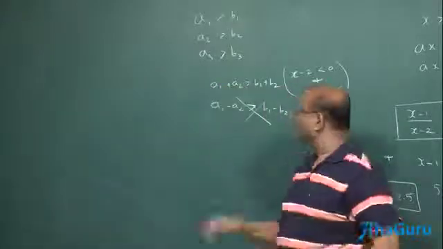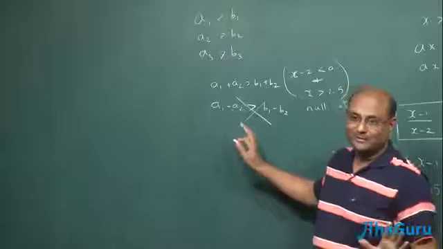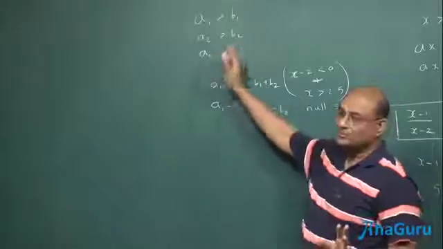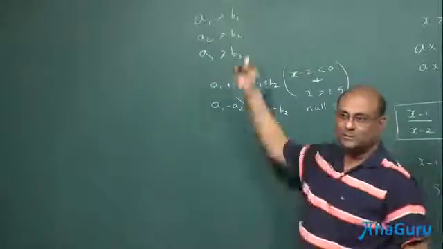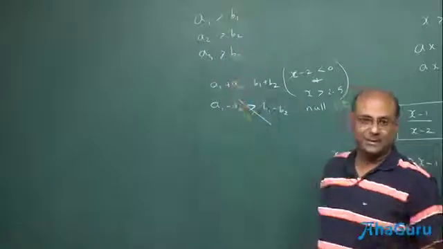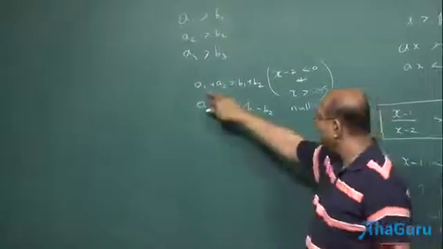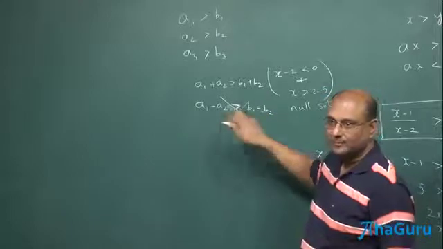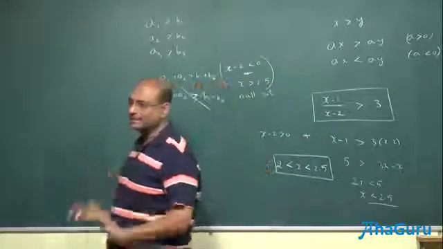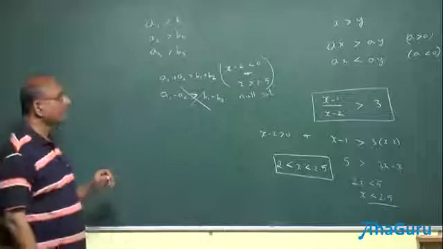So A1 equal to B1 was simple. A1 is equal to B1, A2 is equal to B2, A1 plus A2 is equal to B1 plus B2, A1 minus A2 is B1 minus B2. So with inequalities, this works, this does not work. It's a usual mistake, so you have to be a little bit more careful.